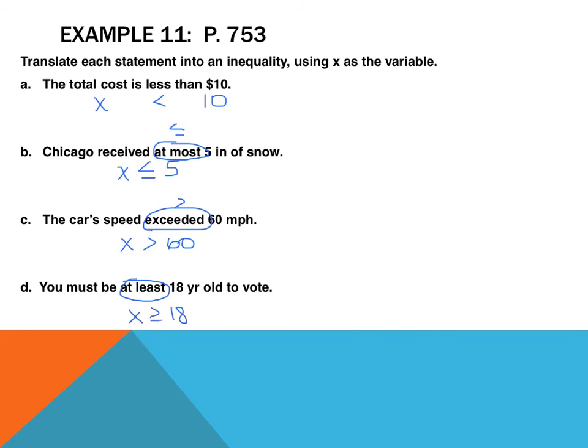Always think about whether that number is included or not. So if it's included, make sure you have the equal sign under it. If it's not included, if it's strictly more or strictly less, then you leave off the equal sign at the bottom.